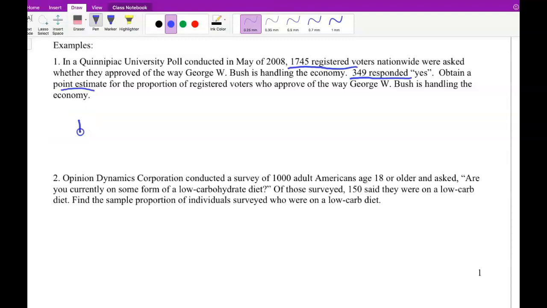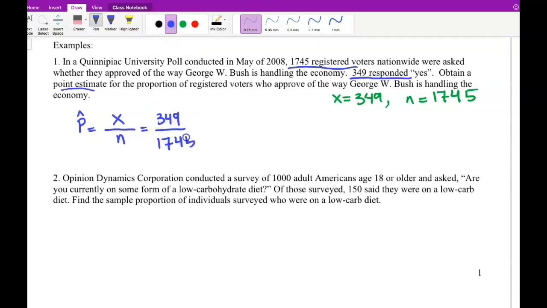So the sample proportion is equal to x divided by n. Given x is 349 and n is 1,045, we have 349 divided by 1,045. And the answer is 0.2.